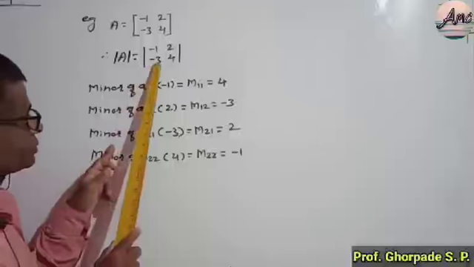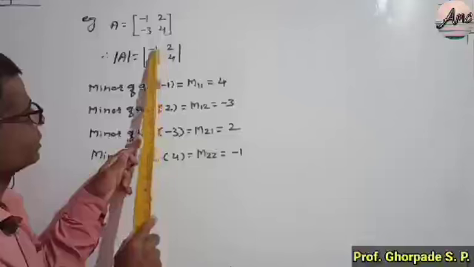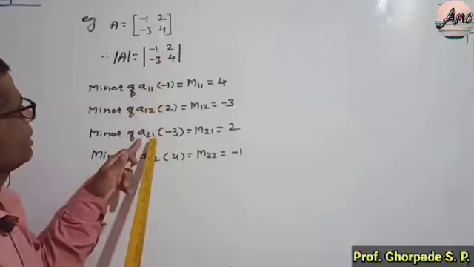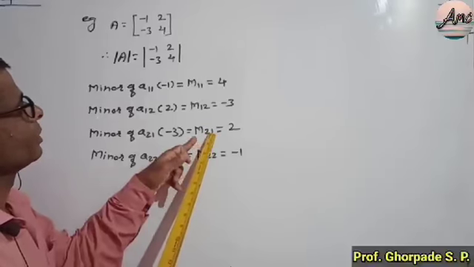Similarly, next this minus 3 is present in a second row, first column. Second row, first column, minus 3 is present. So the minor of A21 is denoted by M21, which is obtained by deleting second row, first column.